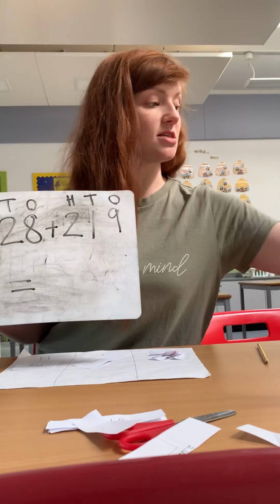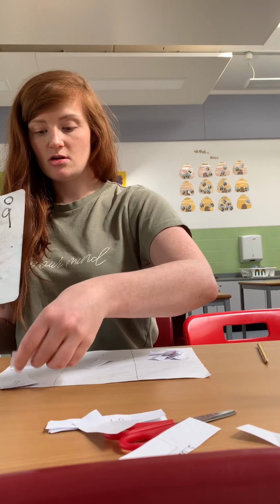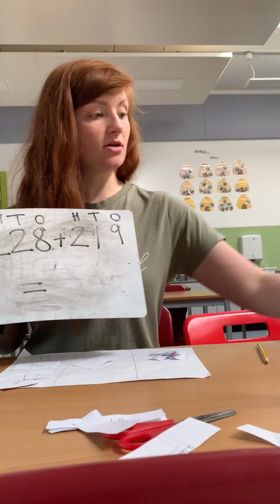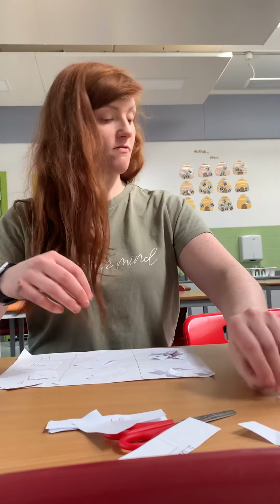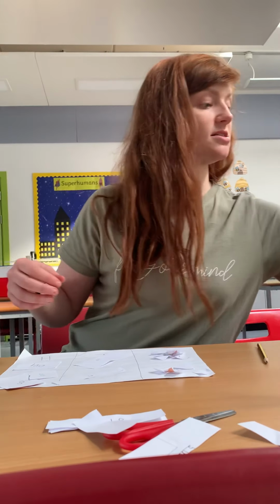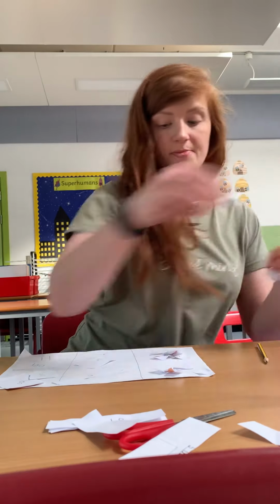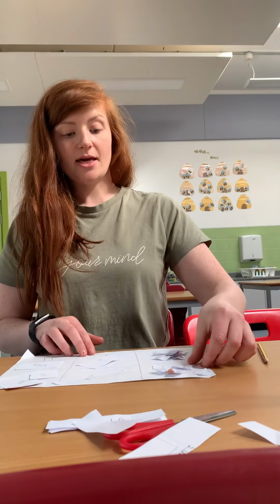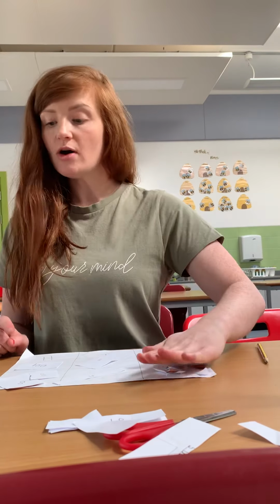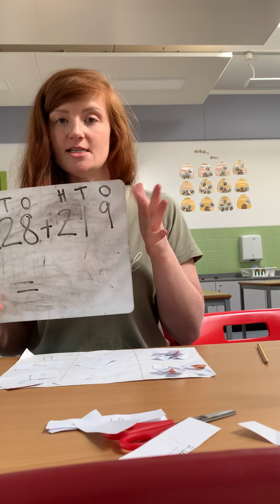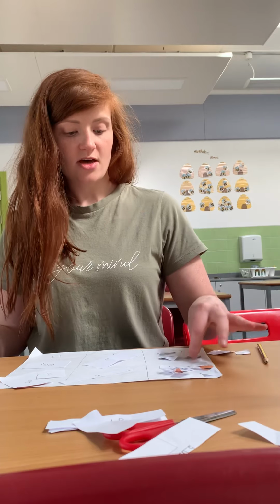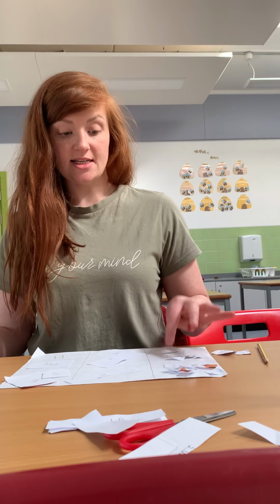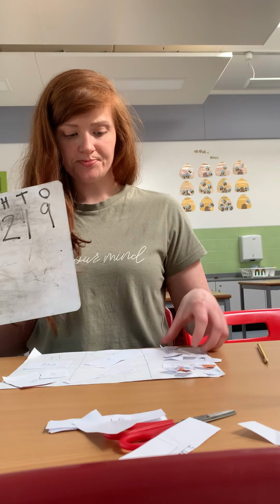So I need 200s this time. Here's my 200s. They can go underneath. I need 1 10 and I need 9 1s this time. So 1, 2, 3, 4, 5, 6, 7, 8, 9. And again, I'm counting those 1s first. So I know I've got 9 in 219. I know I've got 9 1s. So then I can add on. So 9, 10, 11, 12, 13, 14, 15, 16, 17. So I've got 17 1s.